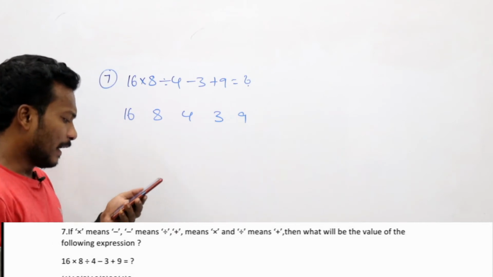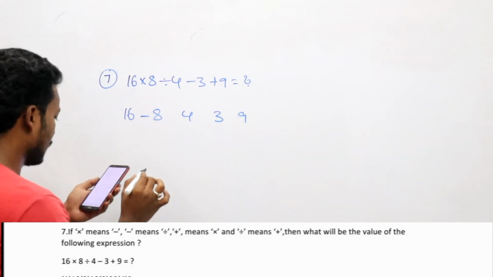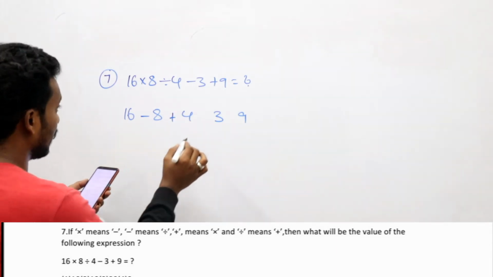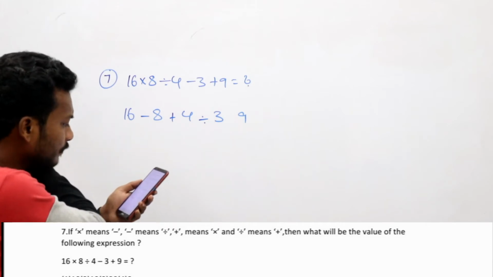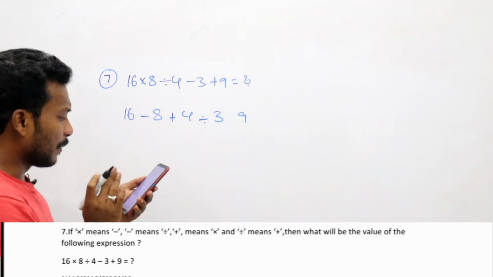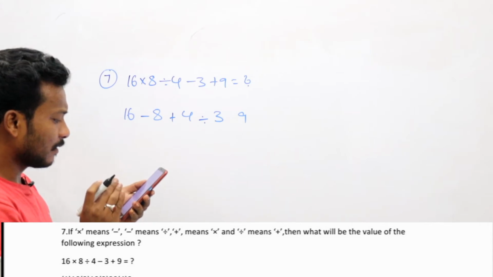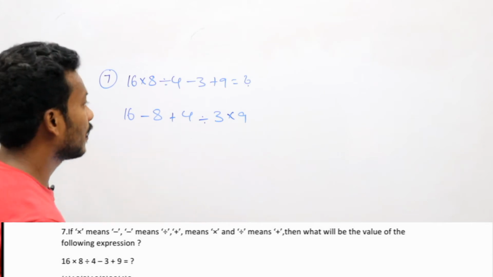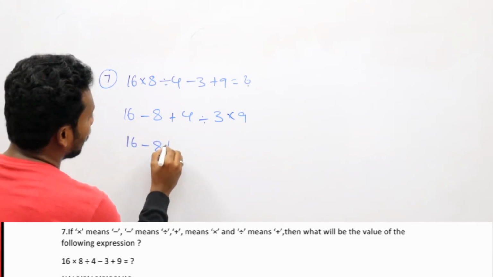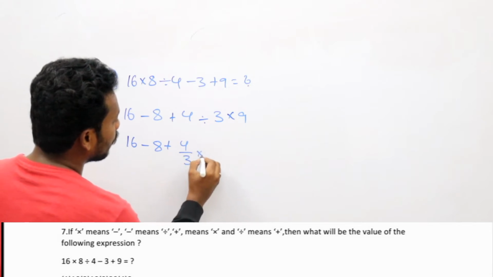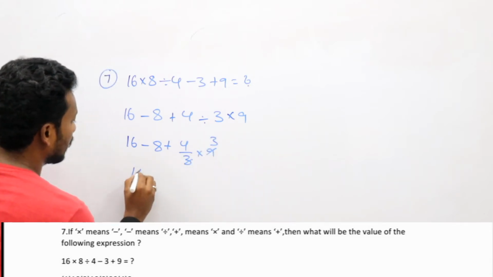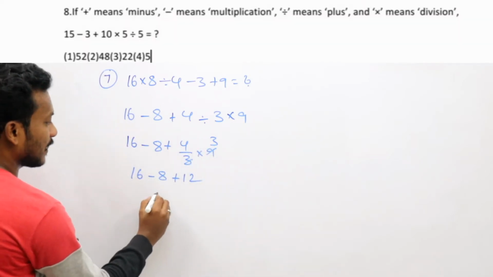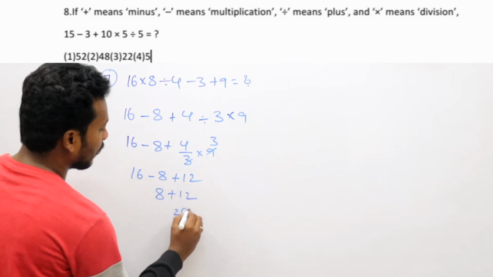First of all, into means minus, division means plus, and minus means division, and plus means into. This is the question. Now 16 minus 8 plus 4 by 3 into 9. 4 3s are 12. So 16 minus 8 plus 12, what is our required answer?